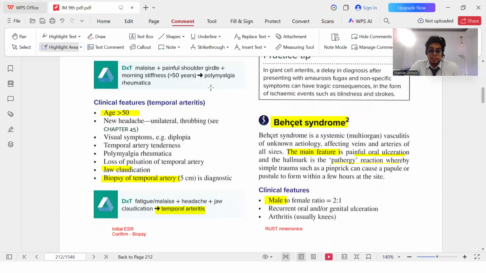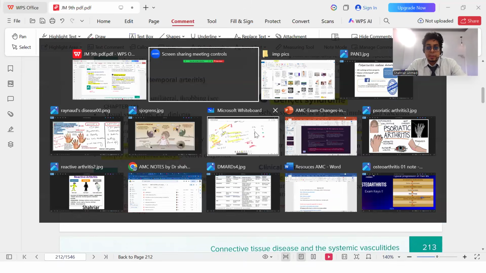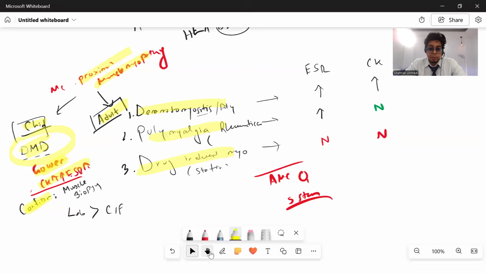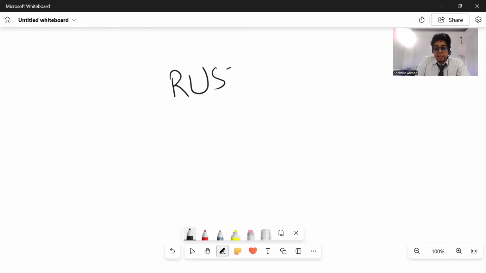Okay. Dear doctors, today's last topic is Behçet. It's another rheumatological condition, which is more common in males. We remember Behçet syndrome with a mnemonic, and with that mnemonic we'll be finishing today. The mnemonic is RUST. RUST for Behçet.